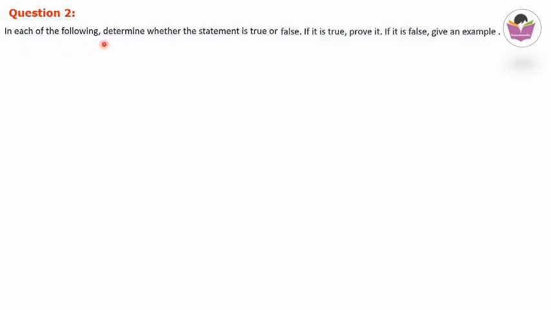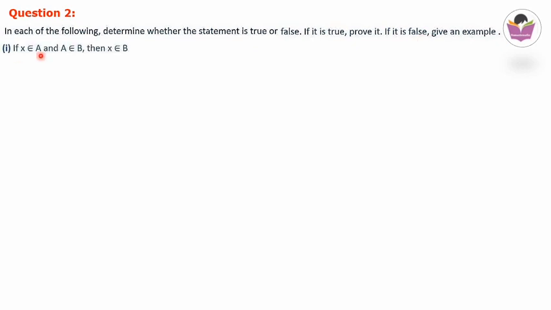Okay, move on to question number 2. The question is: in each of the following, determine whether the statement is true or false. If it is true, prove it. If it is false, give an example. So we have to verify whether it is true or false. If it is true, we have to give the proof. If it is false, we have to give an example, and through an example we have to prove that it is false.